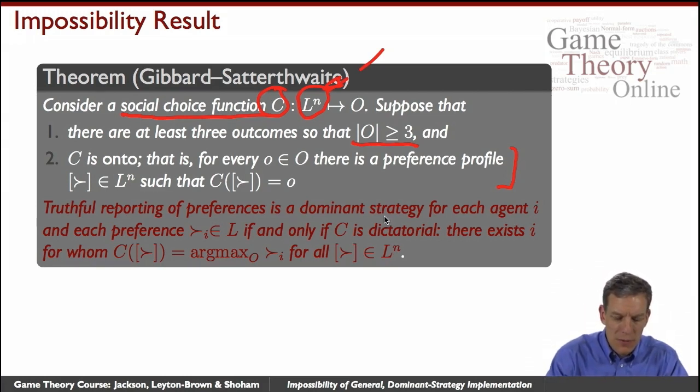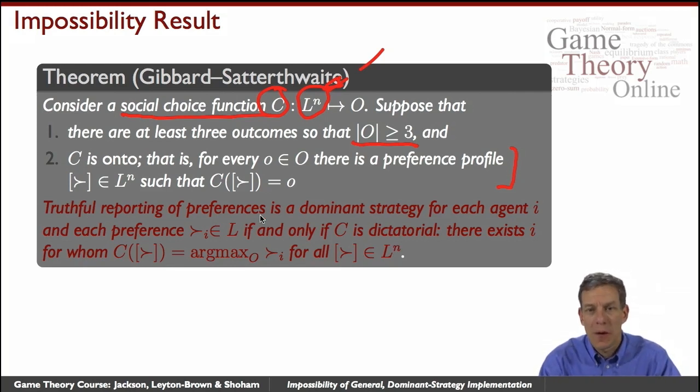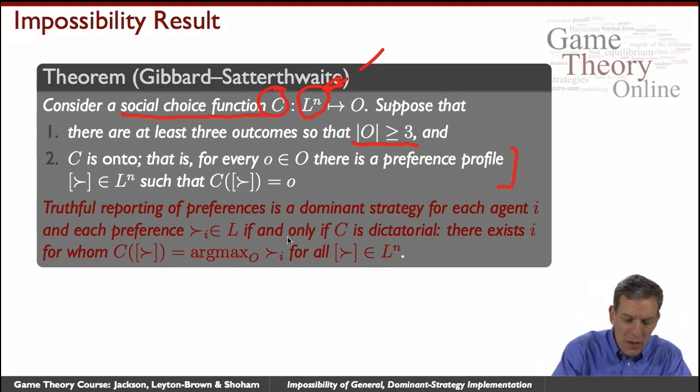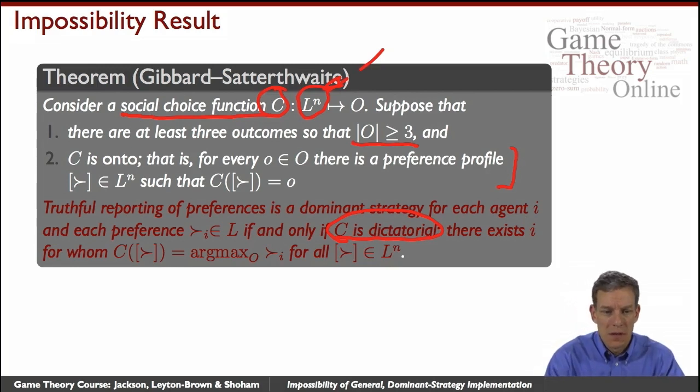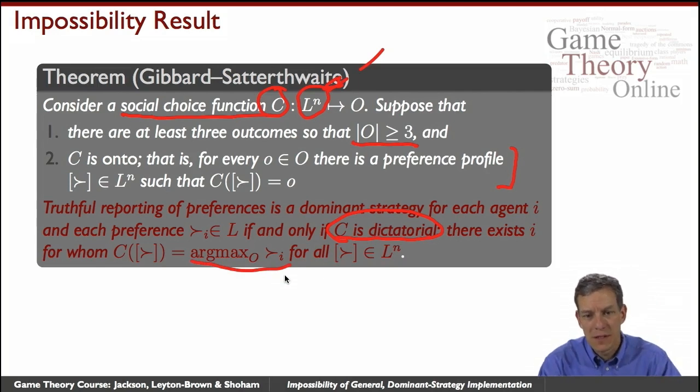So if we put those conditions in, then what does the theorem say? The theorem says that we're going to have the strategy proofness condition, truthful reporting of preferences as a dominant strategy for every agent at every preference profile, if and only if C is dictatorial. Okay? So again, that means here there exists some particular individual i for whom the choice function is just always their favorite alternative, the thing that maximizes their preferences, regardless of what anybody else says. So we just pick one individual, we just listen to that person.